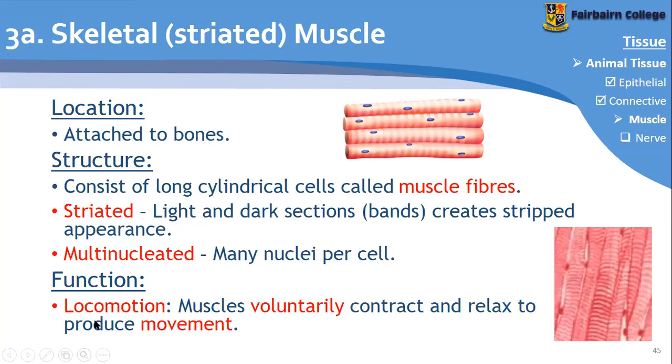The function is locomotion. Basically, if we have to summarize all of it, the function of your skeletal muscles is to help you move around. Explanation of locomotion: muscles voluntarily, meaning you choose when you want to, contract and relax to produce movement. So basically the function of skeletal muscle is to move, not just to move you, but also to move things, to move your limbs, to move your body around in space. So that's skeletal muscle.